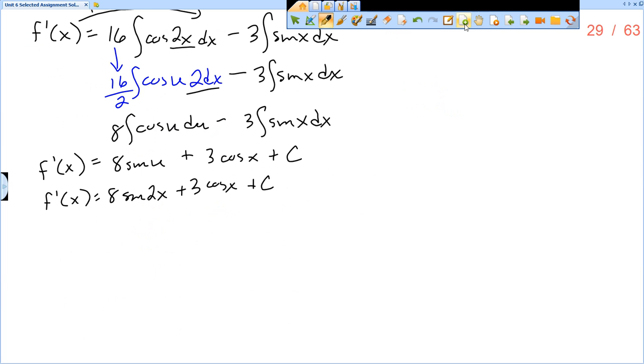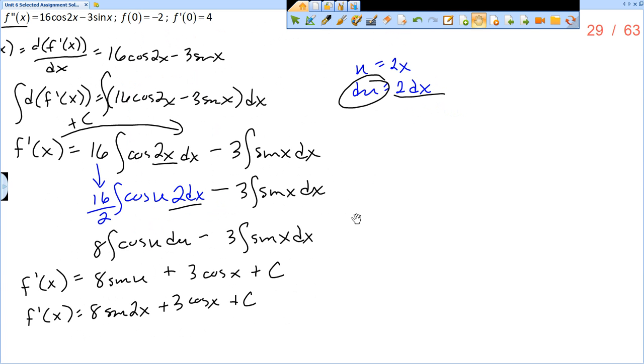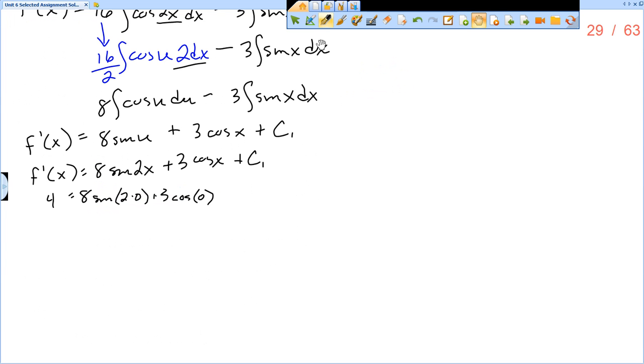But remember, I need to find f of x. Before we do that, we need to find the value of c. Since I'm going to end up integrating twice, this is going to be c sub 1, and later we'll call the other one c sub 2. I know that f prime of 0 is 4, so I'm going to write that 4 is equal to 8 times the sine of 2 times 0 plus 3 times the cosine of 0 plus c sub 1.